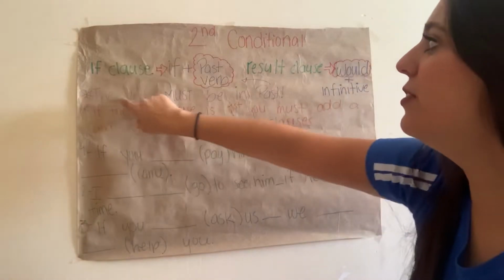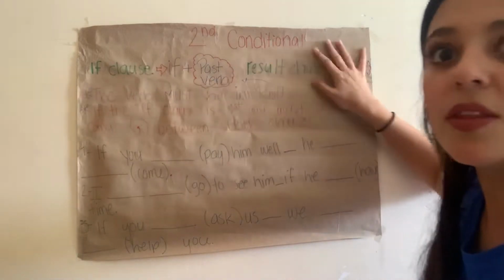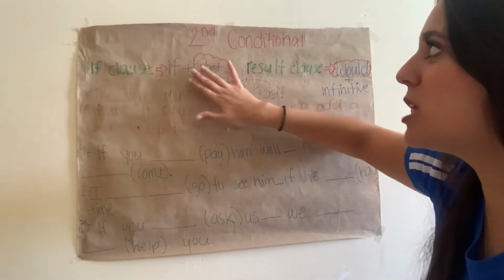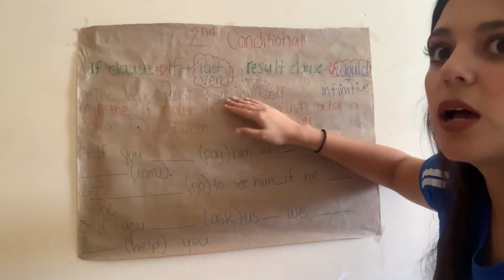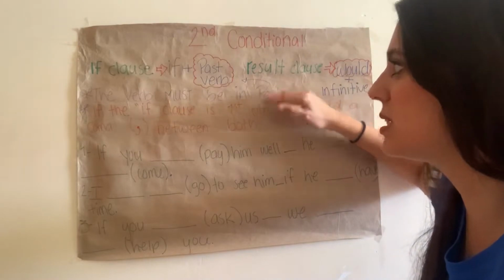Now, the verb must be in past in the if clause, not in the result clause. In the if clause, you must put the verb in past. Always. This is in second conditional. We put the verb in past.